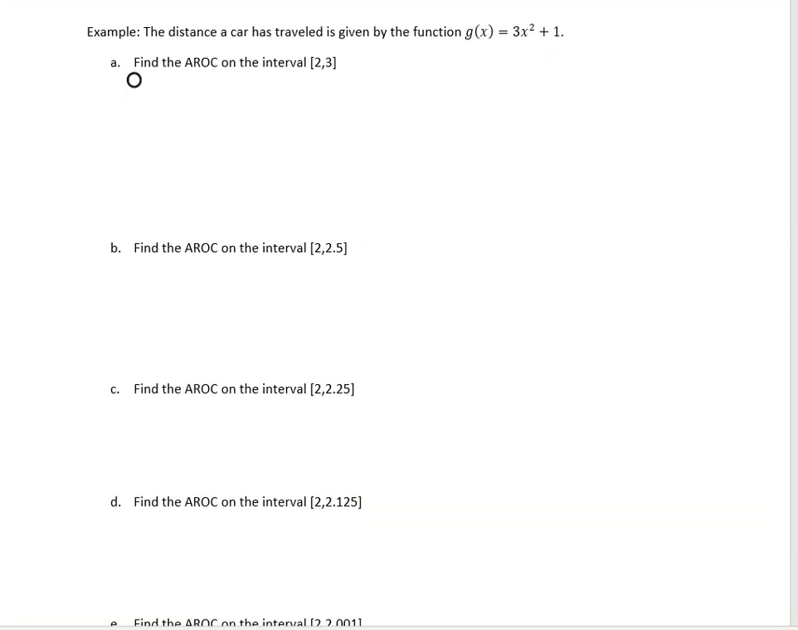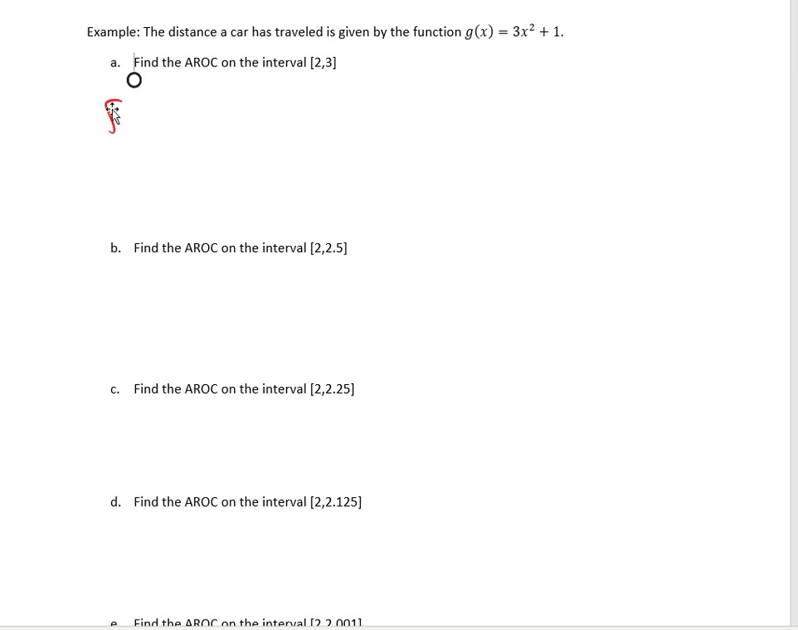All right, so the next example: the distance a car has traveled is given by the function g of x equals 3x squared plus 1. What we want to do is find the average rate of change on the interval between 2 and 3. So we're going to be finding the slope of the secant line there.